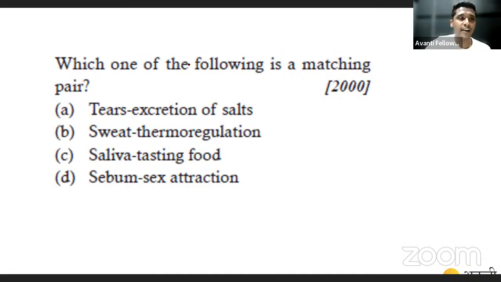Which one of the following is a matching pair? Okay, we have to find the matching pair. So our options are tears, excretion of salt; sweat, thermoregulation; saliva, tasting food; sebum, sex attraction. Okay, so I will relaunch the poll.